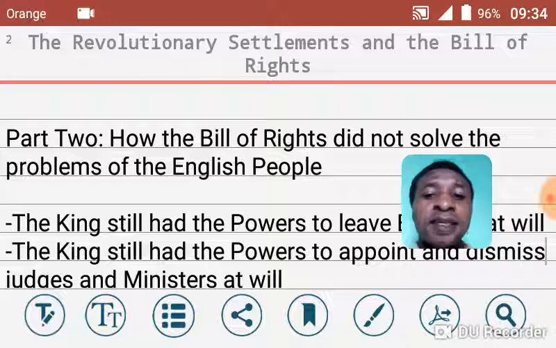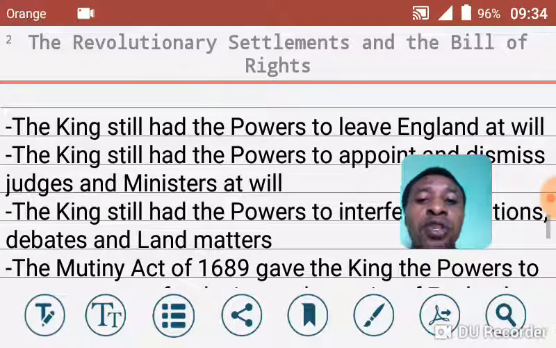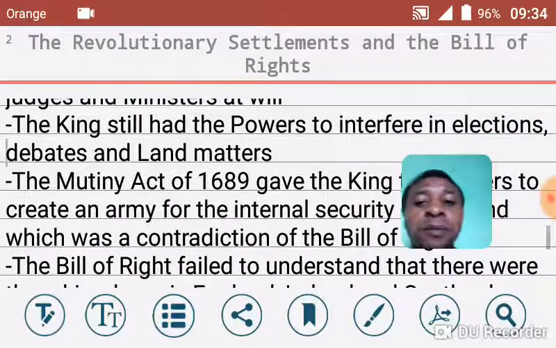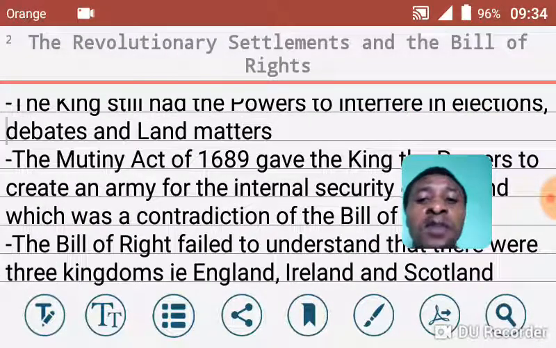The king still had the power to appoint and dismiss ministers and judges at will, and the king still had the power to leave England without the consent of parliament. For example, William of Orange, or William III, spent most of his time with his Dutch advisors. The king still had the power to interfere in elections, land matters, and debates.